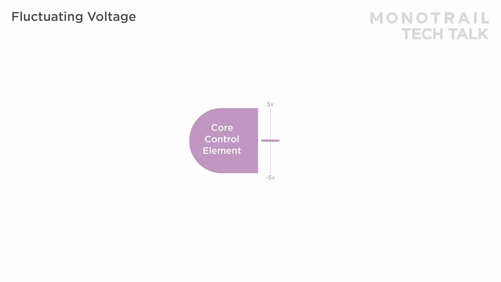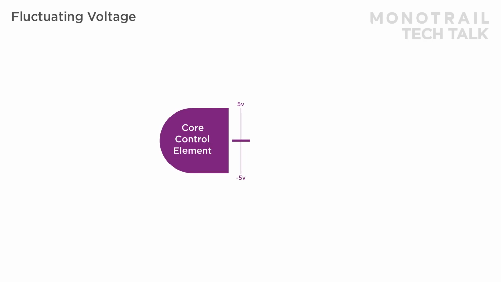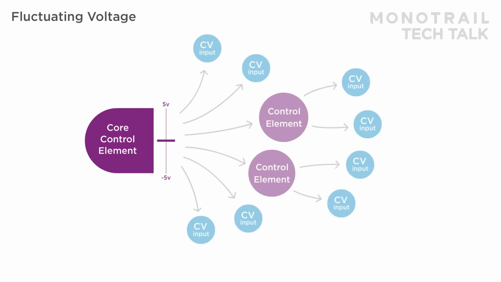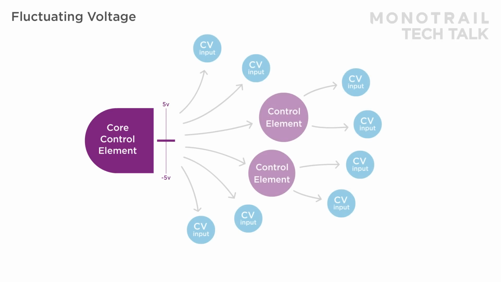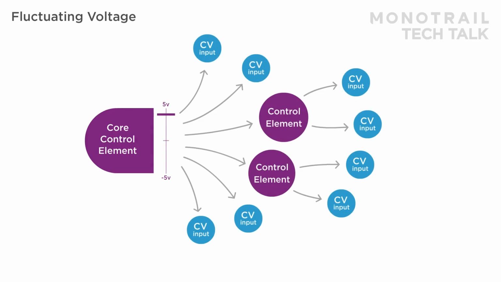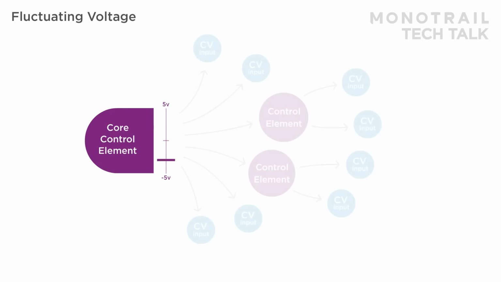The first concept makes use of a fluctuating voltage to drive a patch. This control element is a single fluctuating voltage. For example, a voltage that can vary between -5 and +5 volt. That voltage is at the core of the patch and controlling other aspects in it. You can use the voltage to do or modulate as many things as you like. And when the voltage changes, all the things it's connected to change with it.